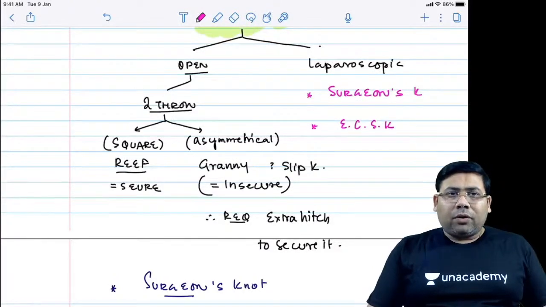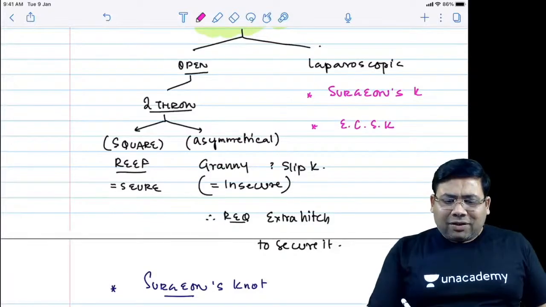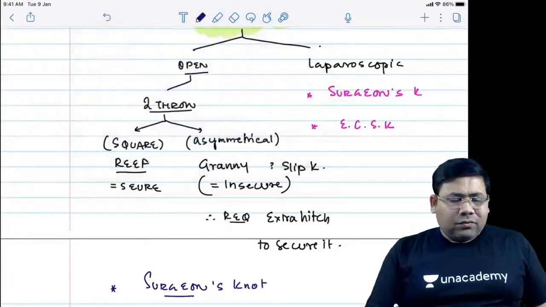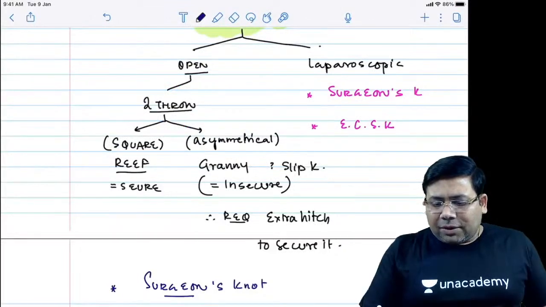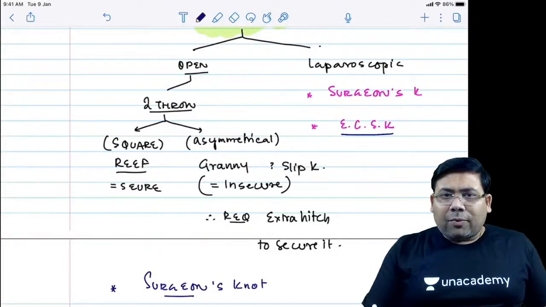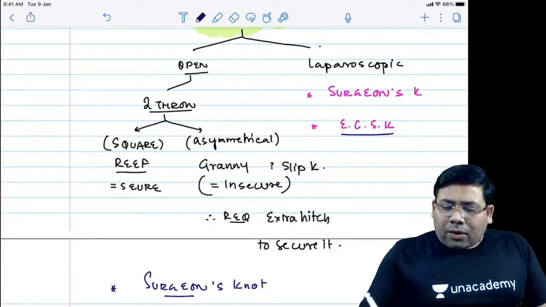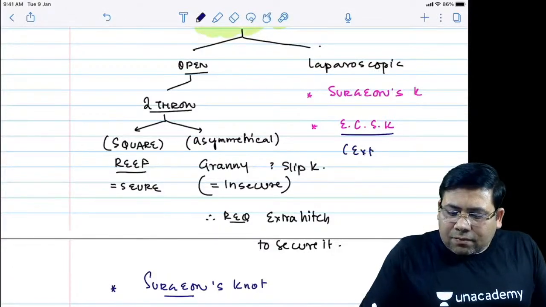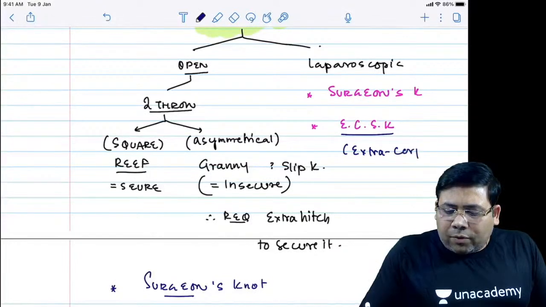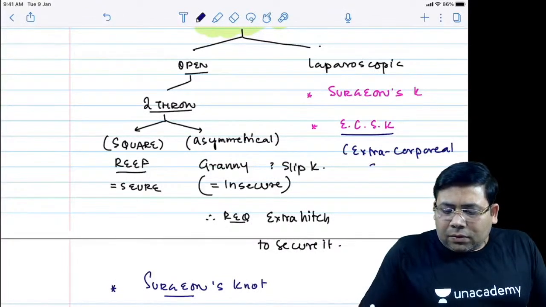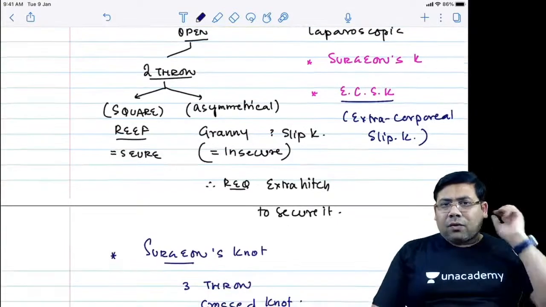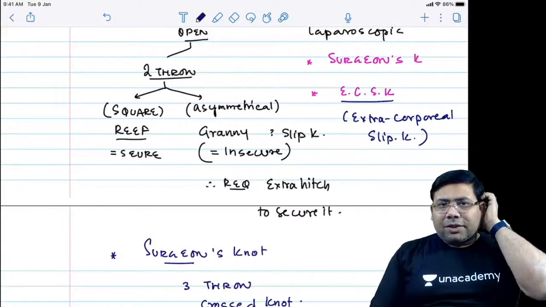What is the concept of extracorporeal slip knot? Can you tell me what is extracorporeal slip knot? What do you mean by this extracorporeal slip knot?